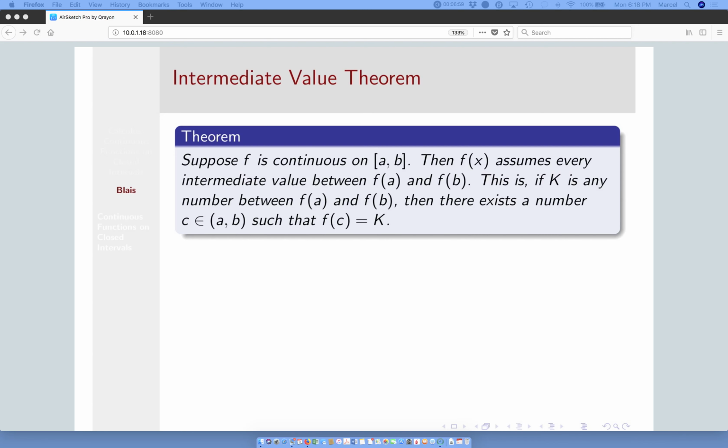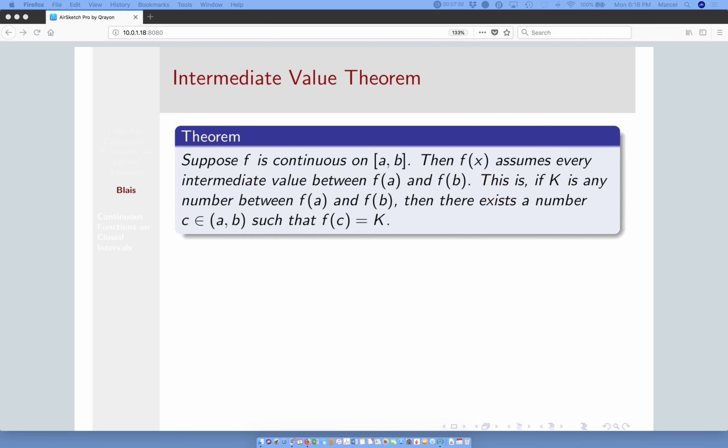A very important theorem in calculus is the intermediate value theorem. Suppose f(x) is a continuous function on the closed interval [a, b]. Then f(x) assumes every intermediate value between f(a) and f(b). In other words, if k is such a number between f(a) and f(b), then there has to exist some number c in the open interval (a, b) such that f(c) equals k.